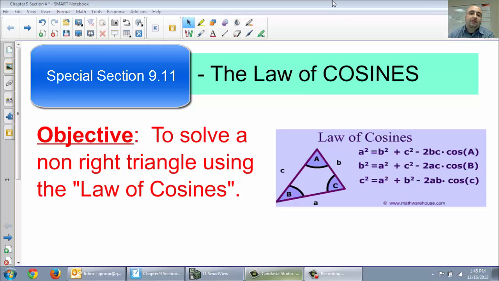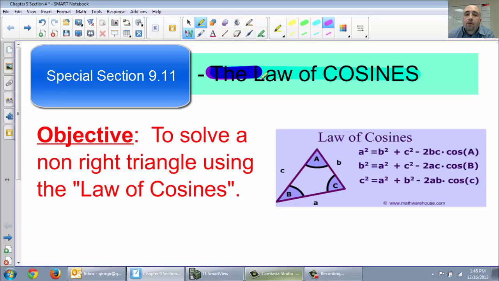Hi, welcome to section 9.4, which is the last section in chapter 9. This section is called the Law of Cosines, which is very similar to the Law of Sines. It's a little bit harder, but not too bad. We're still solving triangles that are non-right triangles, so this will help you solve any sort of triangle that doesn't have a 90-degree angle in it. Now, it can have a 90-degree angle in it, but this will help you solve triangles that aren't 90 degrees.